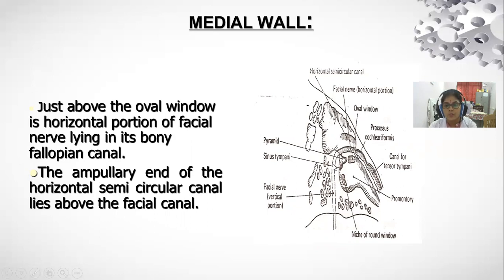So this is your facial nerve. These are the mastoid cells, different mastoid cells. This is the second genu here. That's the vertical portion. That's the horizontal portion of your facial nerve. And this is your mastoid antrum. So this is your lateral semicircular canal here.